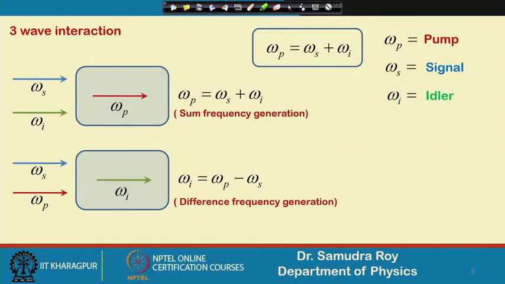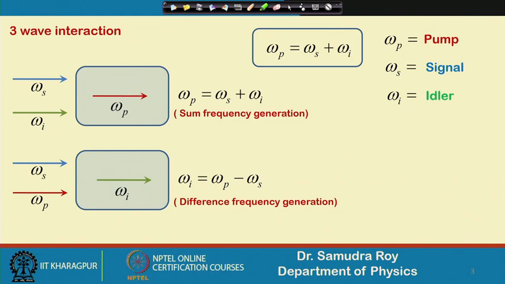Let us go back to our slides. In three-wave interaction, we introduce some nomenclature, which is very important. We call omega p the frequency of the pump, omega s the frequency of the signal, and omega I the idler. They are related by a very simple equation: omega p is equal to omega s plus omega I.